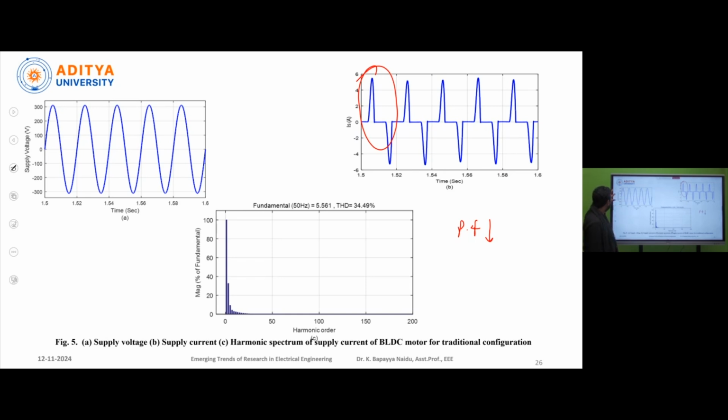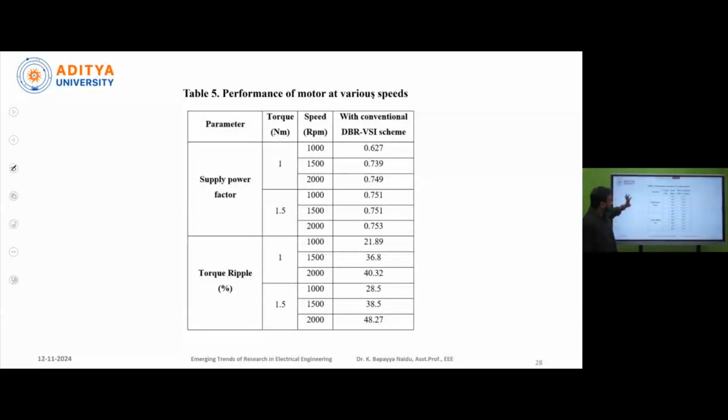Okay, if you are running the motor at different speeds, at a low torque of 1 Newton meter, at 1000 RPM speed, here the power factor is 0.627. Okay, at 1500 speed the power factor is 0.739. Okay, and at 1.5 Newton meters load torque, here also we got the poor power factor 0.751. It is a very poor power factor.